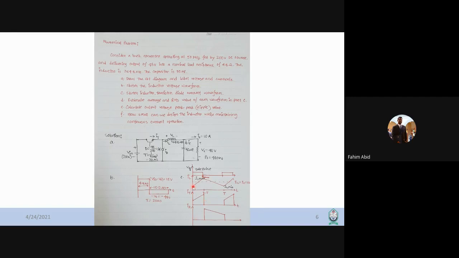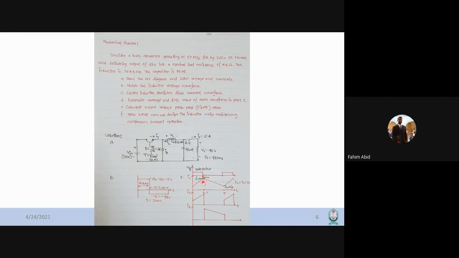Now to find this intersection point, once you know the slope, and you also know the time here, this dt, as you know the value of t, and you know the slope, so you can easily find the intersection point here. And also you can find the intersection point on the other side, it's going to be the same here. So you know this point, you know the value of IL max as well.